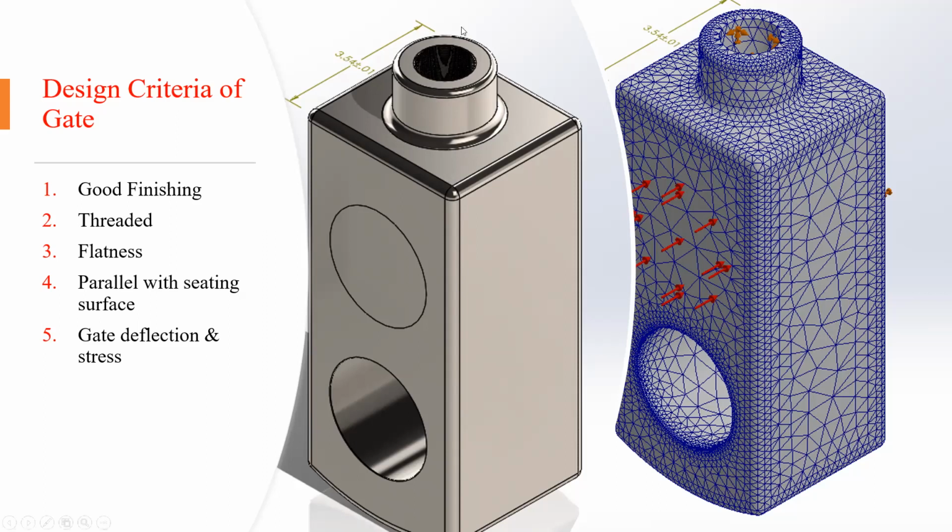The thickness of our gate is 3.5 inches, and the total height of our gate design is equal to 9.84 inches, which is equal to about 25 centimeters. Exactly, it is 249 millimeters. And the right side picture is the meshing analysis of the gate valve.